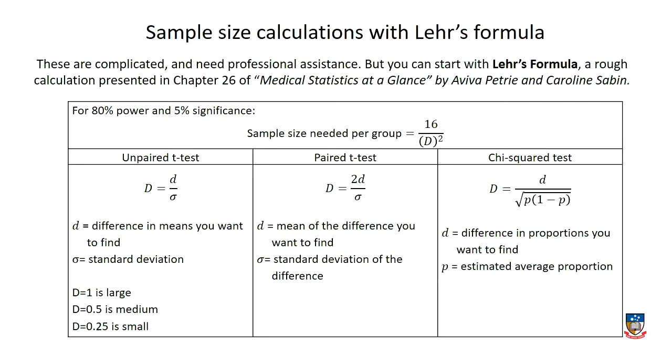And so what you can do is you can do a calculation where you say, in order to detect a large difference of approximately one standard deviation between the means in the two groups, then the sample size you need is 16 divided by 1 squared, which is 16 per group. This is all per group. Last thing I need to say, which I can do when I switch to the document camera.